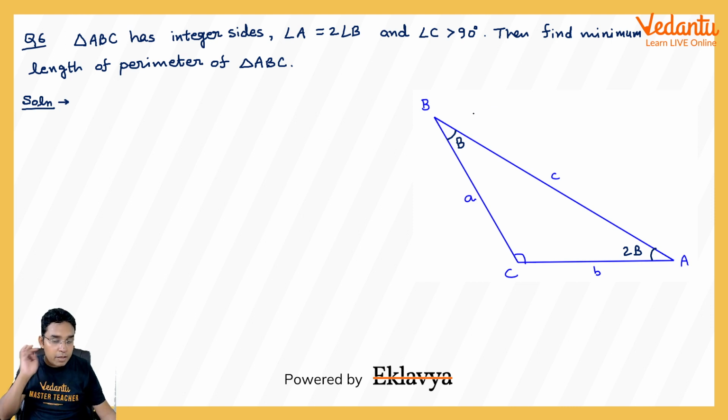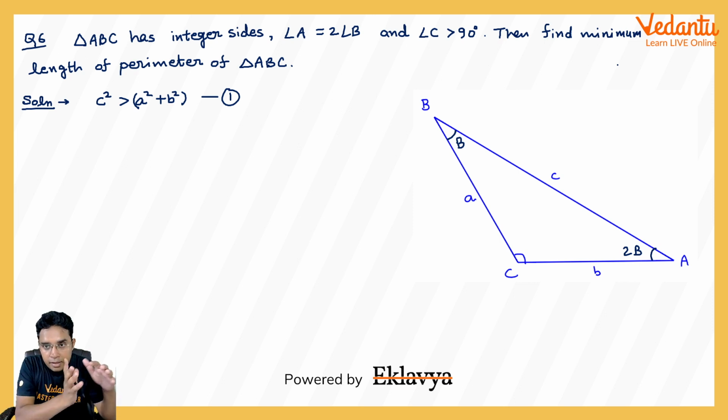So maybe we will make use of some number system concept here. So first of all, as angle C is greater than 90, this side length C square has to be greater than A square plus B square. Okay, we will try to write as many results as we can write easily, so that if we have to put some values, we will have a certain degree of freedom that we can neglect this or that, so that we will jump to the conclusion quickly.